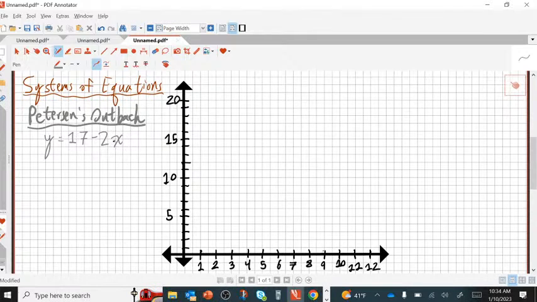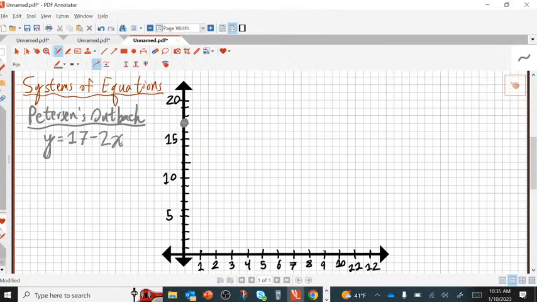Beautiful. Let's go ahead and get that graphed. All right, Theo, how am I going to graph y equals 17 minus 2x? Oh, you can hardly read that, can you? Let me darken that up a bit. So y is equal to 17 minus 2x. How am I going to graph that there?